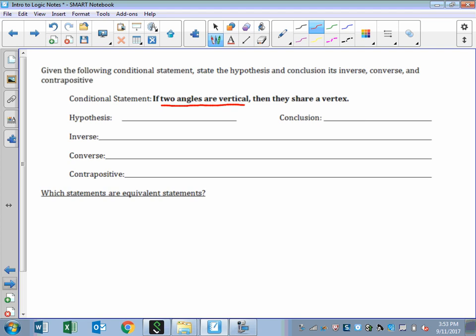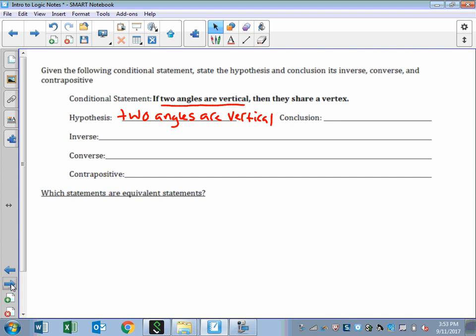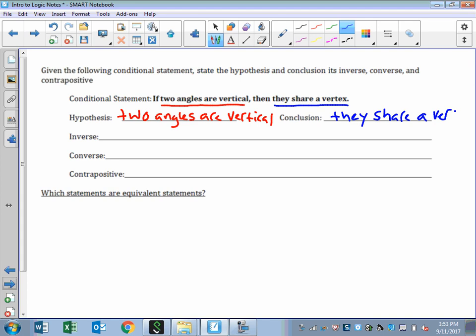So the hypothesis is two angles are vertical. And the conclusion comes after the word then. So the conclusion is they share a vertex. Okay, so our conditional is if two angles are vertical, then they share a vertex.